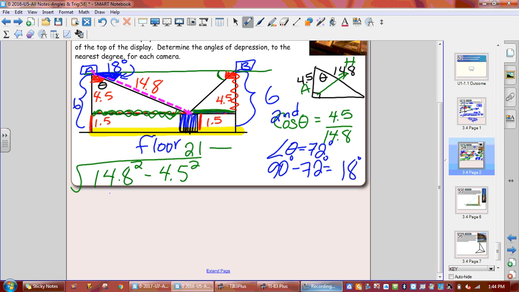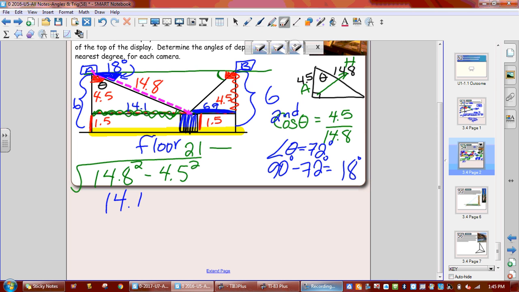14.1. Perfect. Thank you. So we get 14.1 for this far. That's that green squiggle line. Well, it tells us that this yellow line, the distance between the walls, is 21. Well, I can take 21 and subtract 14.1, and that's going to give me this bottom one. So, how big is that bottom over there? 6.9. Thank you. All right.